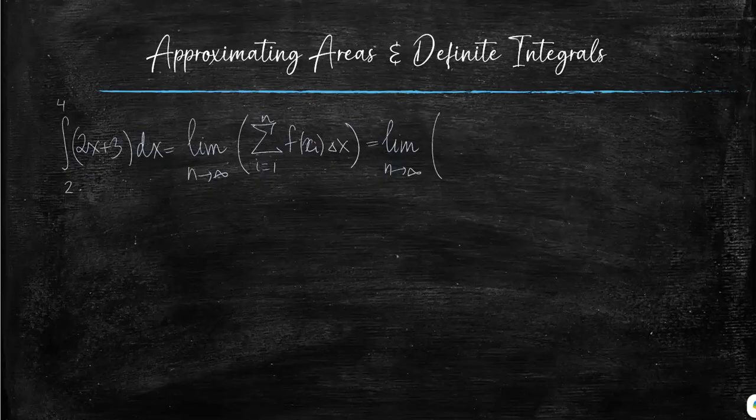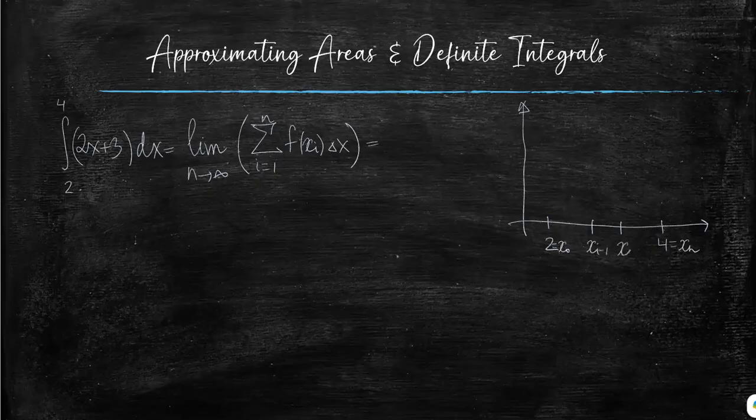Before we start plugging in things, let's actually draw a picture. Let's create the partition. We have the following image. We're going from 2 to 4. This is my x0. This is my xn. Here I'm going to pick some ith subinterval. So this is going to be my x sub i minus 1. This is going to be x sub i. And this is going to be my delta x. Because we're using right-endpoint approximation, I'm always going to be picking x sub i. I'm going to start with x1, and I'm going to end with x sub n.